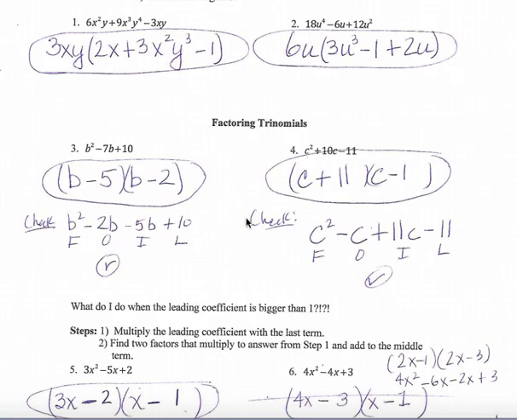Okay? The same principle applies here. I'm not going to go through it. The only thing here is that my constant term is a negative number. So I know I'm going to have c plus something and c minus something. And you can just check.